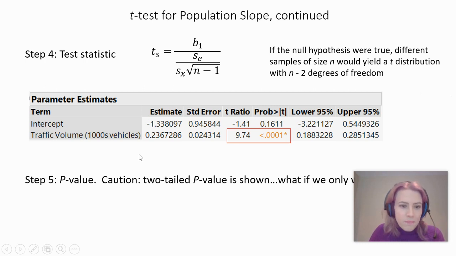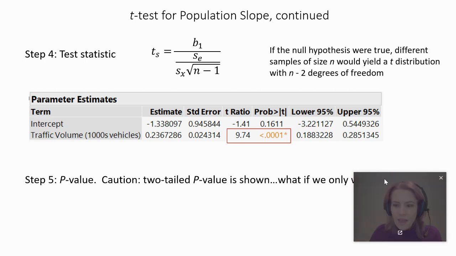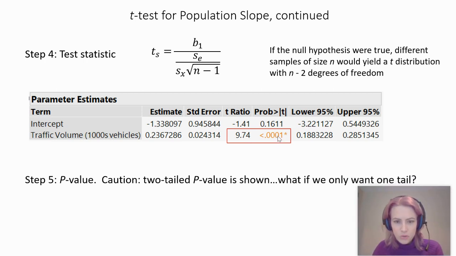All right, so JMP is going to give us this t ratio, but it's just this estimate here in the bottom row divided by the standard error next to it. So in this case, our t statistic is 9.74. So that's what we would write down for step 4. And then right next to it, we're given a p-value, but notice that's prob greater than absolute value of t. So this is two-tailed. This is checking, is there any relationship between the traffic and the sales? We only wanted one tail though. So how do you suppose we're going to go from 2 tails down to 1?